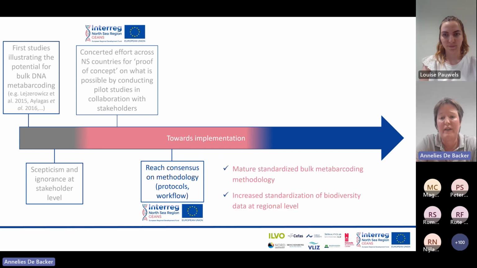So we came up with a standardized protocol for a bulk DNA metabarcoding of soft sediments, which has been shown to be robust and repeatable, which is important for implementation because harmonization of protocols has the big advantage that it leads to increased standardization of biodiversity data at a regional level. And this is a really big asset for regional assessments, for instance, in the framework of MSFD or other policy drivers.